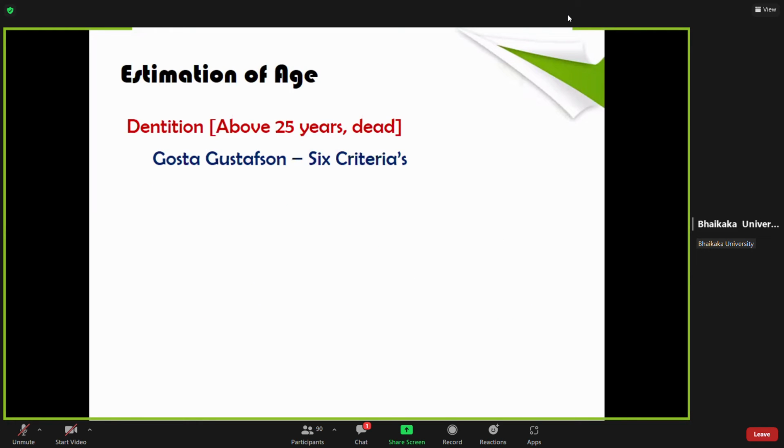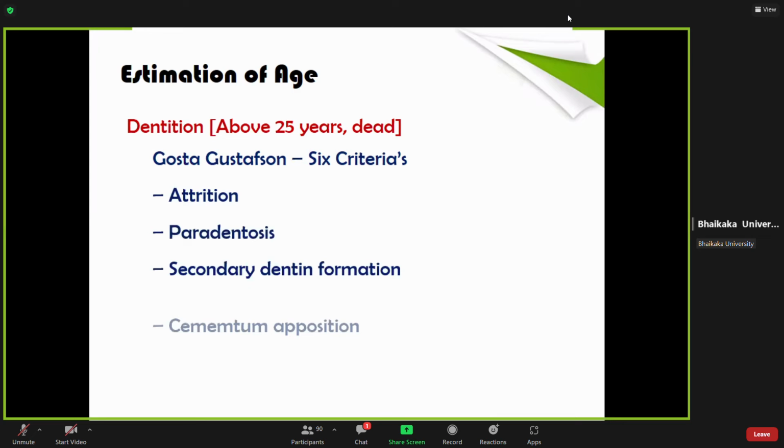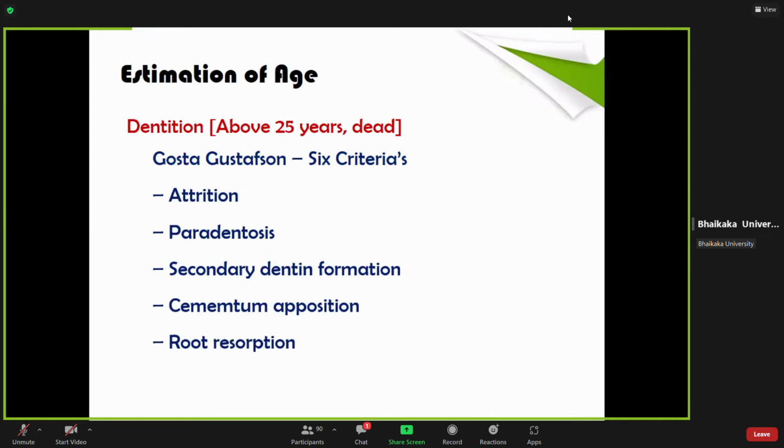Total 6 criteria देखने हैं. First is attrition. Second is parodontosis. Third is secondary dentin formation. Fourth is cementum apposition. Fifth is root resorption. And sixth is transparency of root.